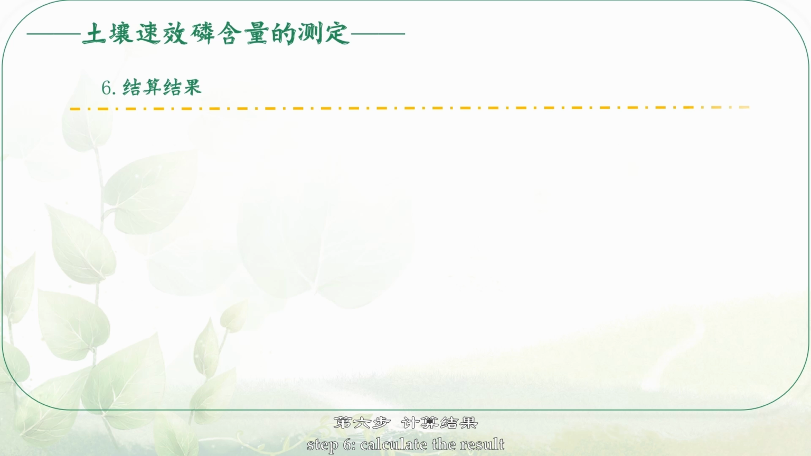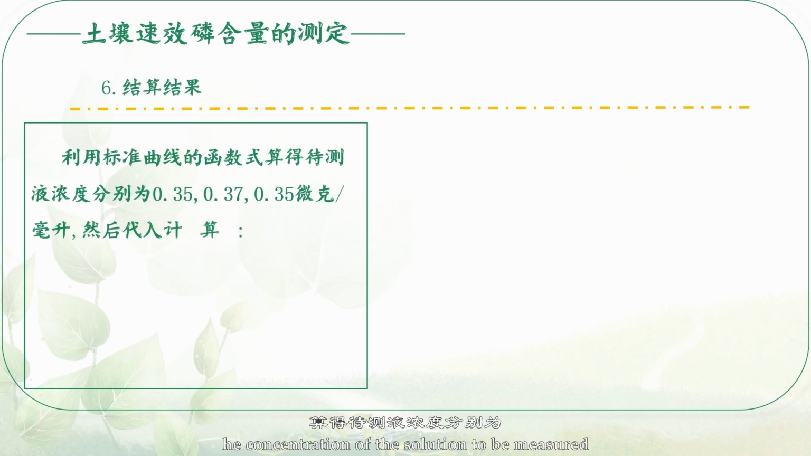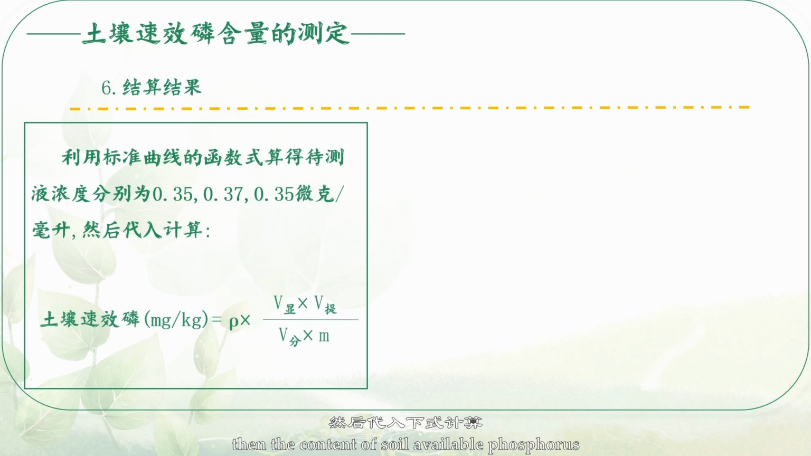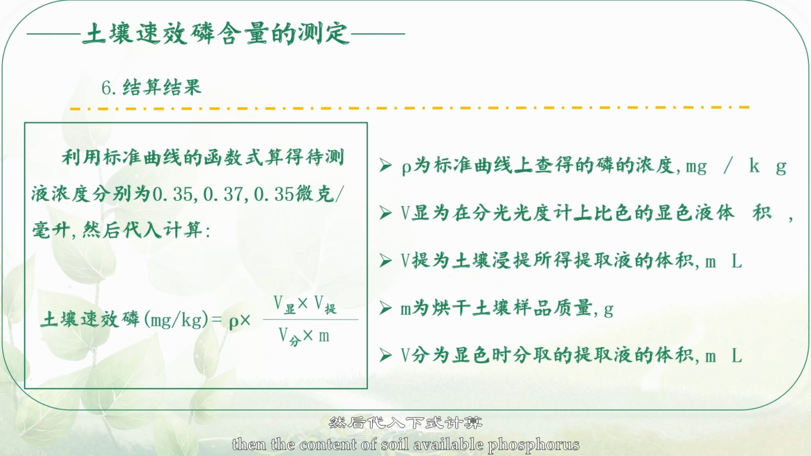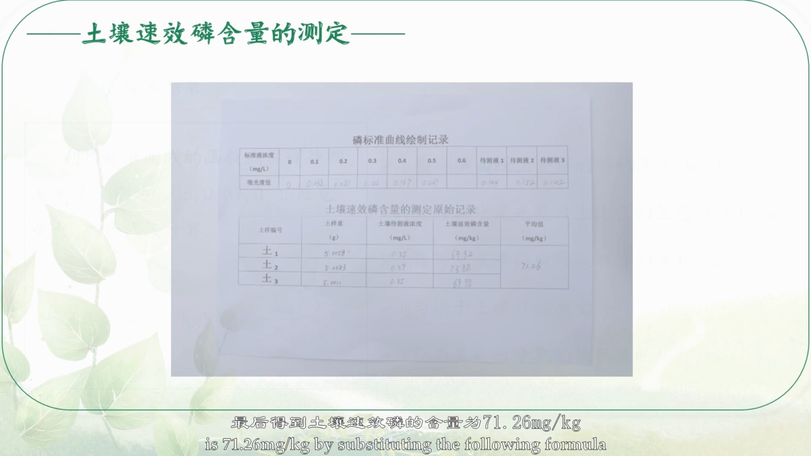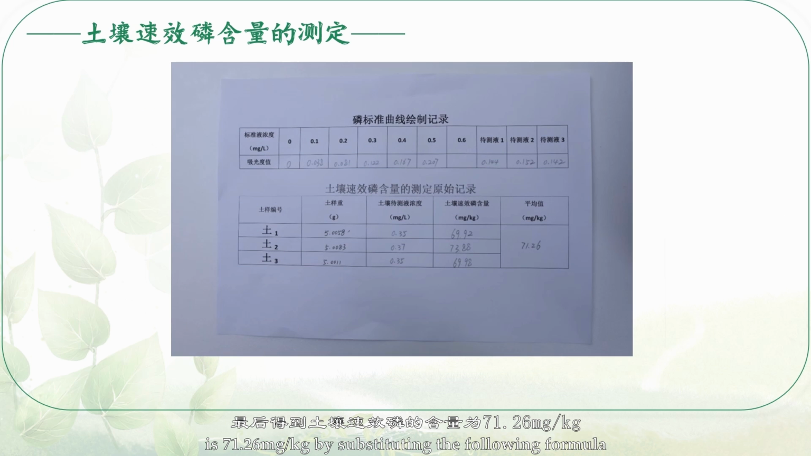Step 6. Calculate the result. Using the function formula of the standard curve, the concentration of the solution to be measured is 0.35037 and 0.35 microgram per milliliter respectively. Then the content of soil available phosphorus is 71.26 milligrams per kilogram by substituting into the following formula.